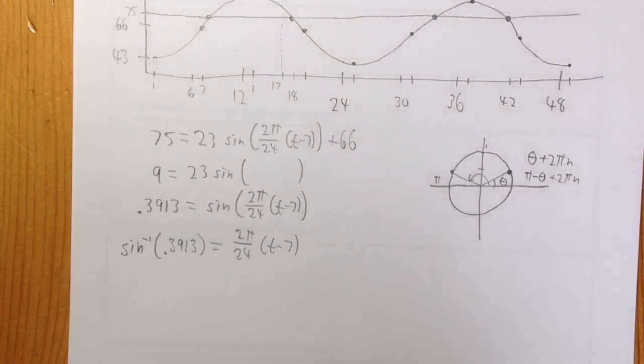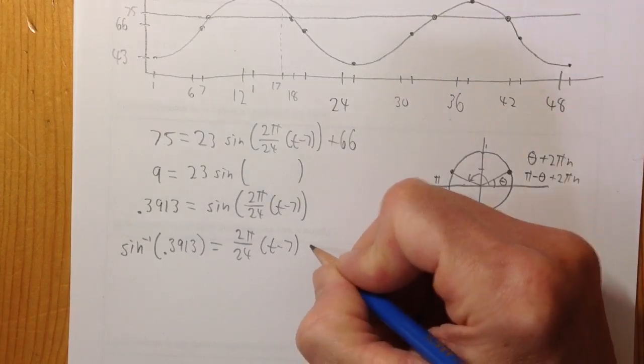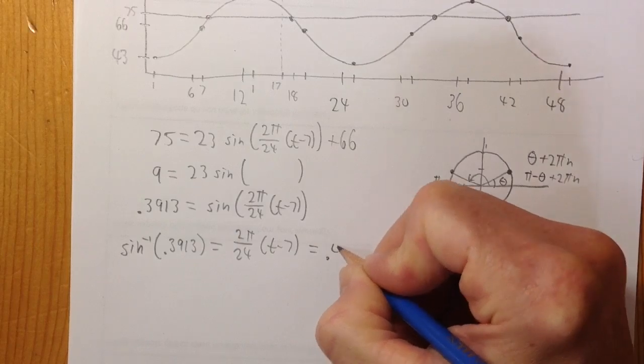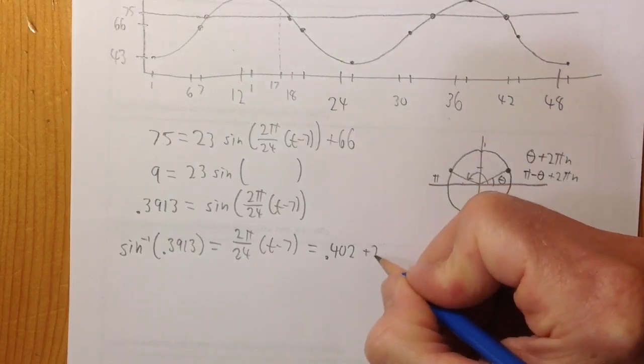Okay, so I'm going to go inverse sine of 0.3913, and make sure your calculator's in radians. I get 0.4020. So boy, keeping 0.4 is pretty good. Let's keep 0.402, because that's really good, because the next one's a decimal. So this is equal to 0.402. That's how many radians this angle is, plus 2 pi n.